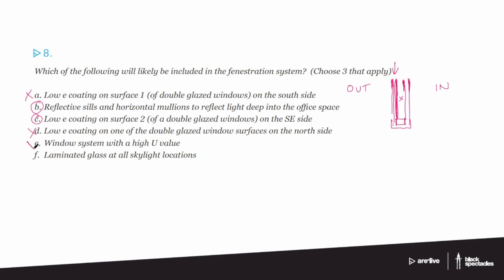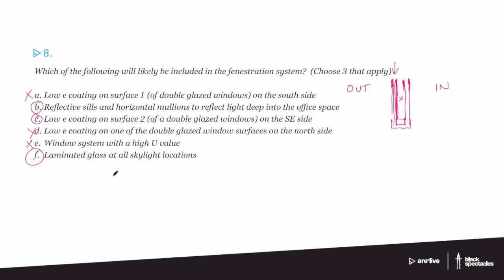So E is not correct, and F, laminated glass at all skylight locations, that's actually a code thing, you always have to do that. So yes, you would absolutely in the fenestration systems want laminated glass in any skylight. And laminated glass is just layers, sheets of glass, and in between each one is essentially a plastic clear sheet that has sticky stuff on both sides and it kind of glues everything together.